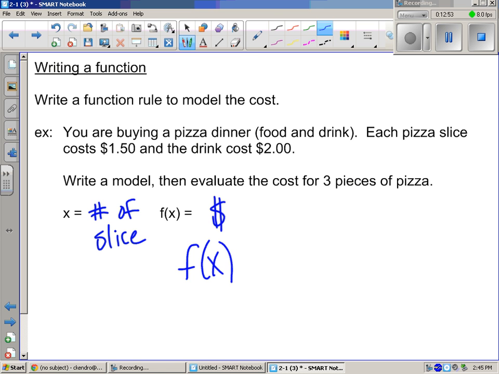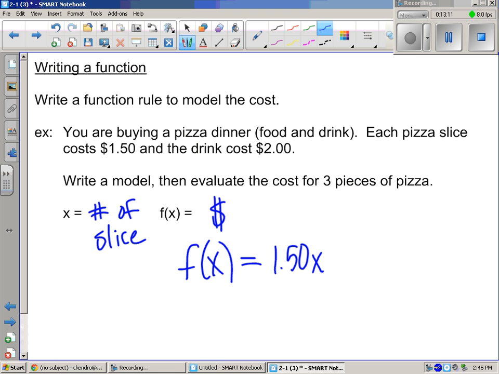We're asked to write a function to model the situation. I have $1.50 that I have to pay, and that is per slice of pizza. And remember, x is representing our slices. So $1.50 should be multiplied by our x value. Per means multiply. So $1.50 per slice. I also have to buy a drink.